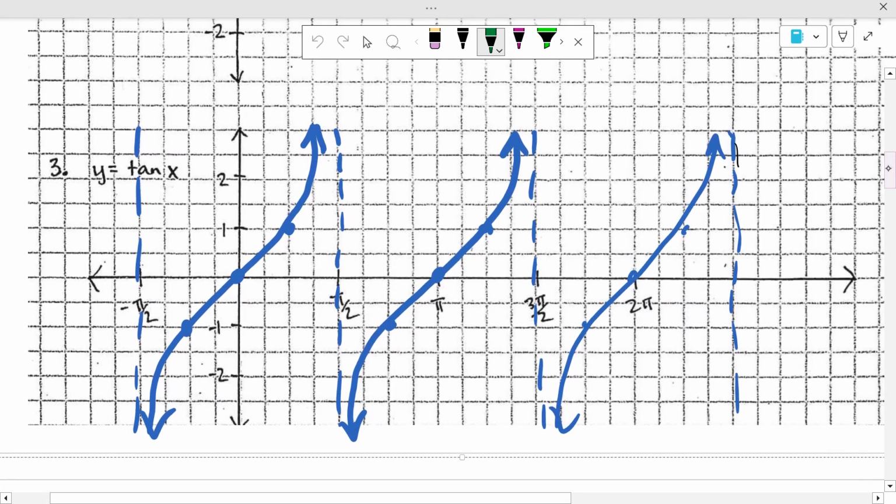Tangent of x. So if you didn't do this first one, at 3 pi over 4, you're at negative 1, pi, 0, 5 pi over 4, 1, and then asymptotes at pi over 2, 3 pi over 2, and 5 pi over 2. And make sure you have at least 2 tangent curves graphed. Okay, I have 3 just because I went over and above.